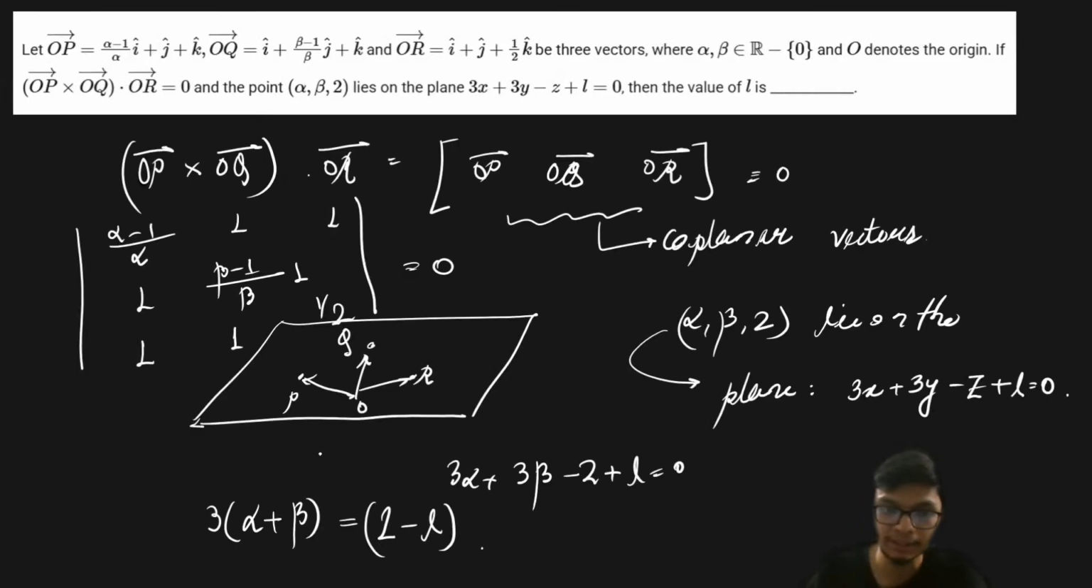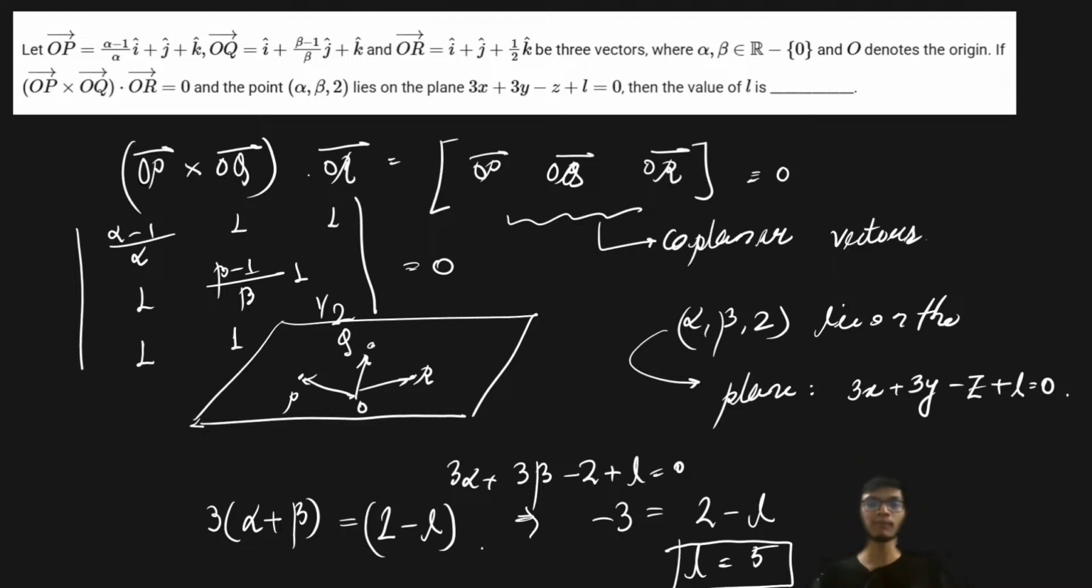So if I get this relation, then from this it simplifies to minus 3 is equal to 2 minus L. So from here I easily get the value of L as equal to 5. I hope this is clear, right? So it is a straightforward, simple problem.